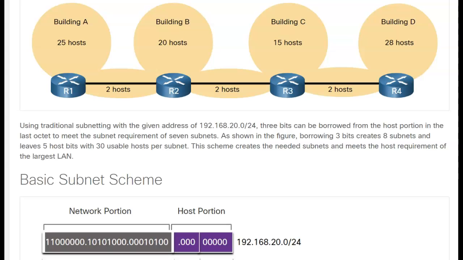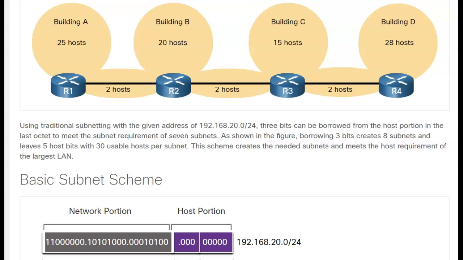Then the next question is, how many networks do I have? Well, I've got one for each router. So you've got building A, B, C, and D, and I've got the connection between the different routers. So there are 7 networks that we're dealing with, 7 broadcast domains, right? Remember what a router does. It breaks up a broadcast domain.